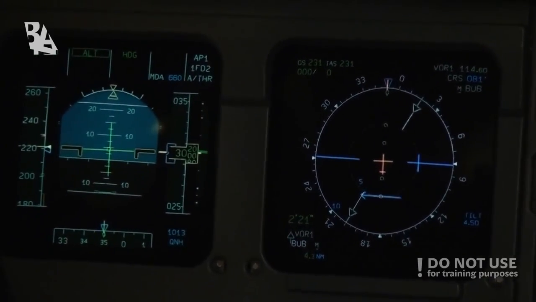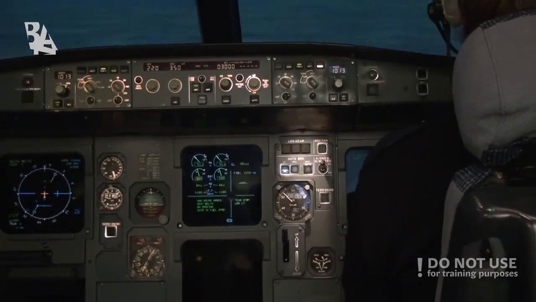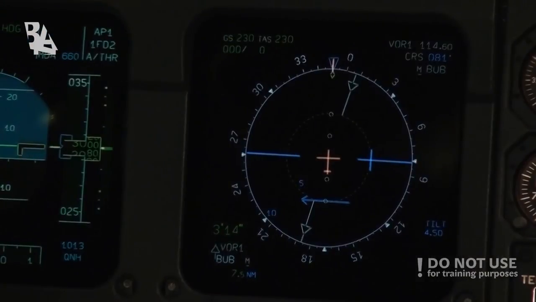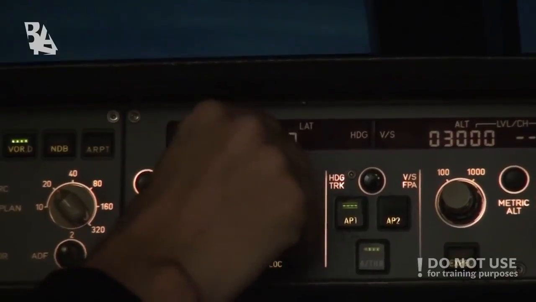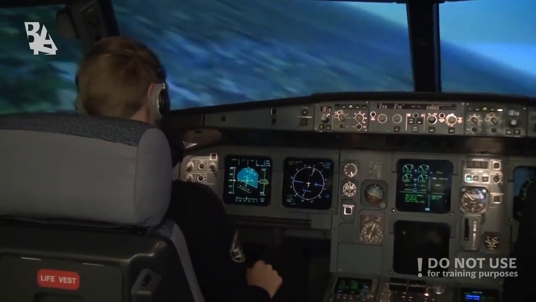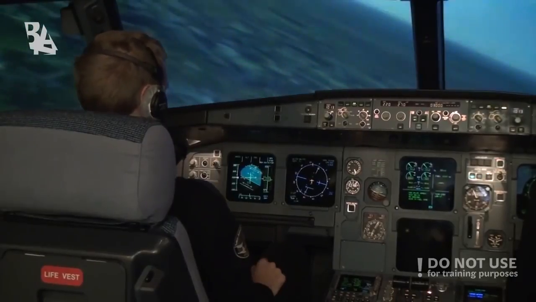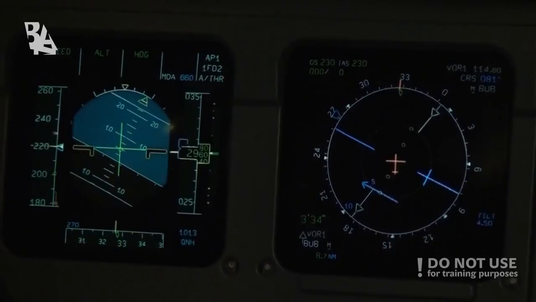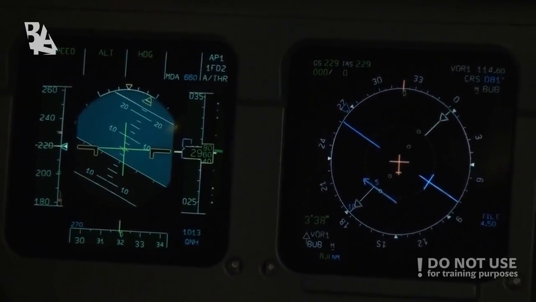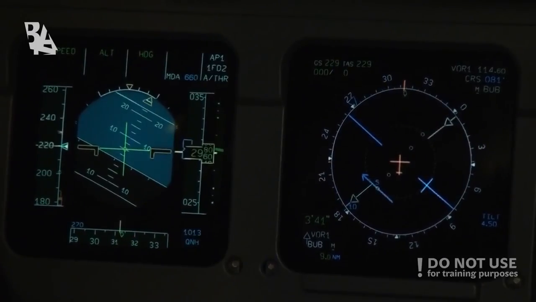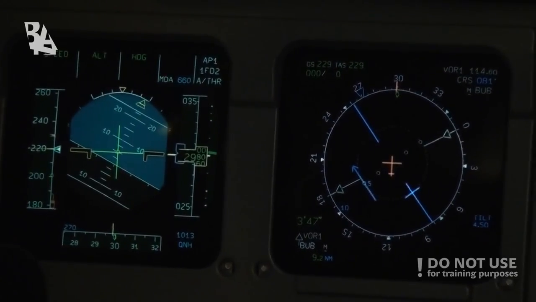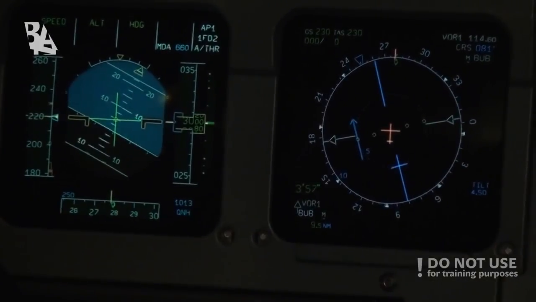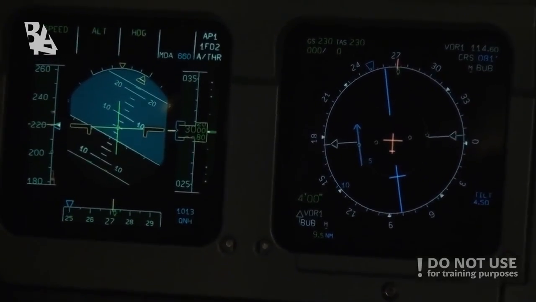We set the auto brake to low setting. Auto brake low. Turn left 270. Okay, so right now we are intercepting the DME arc. We should aim for a distance of 10. So if the DME is increasing, we have to turn more to the left. And if it decreases, we have to fly straight for a while or turn slightly to the right.